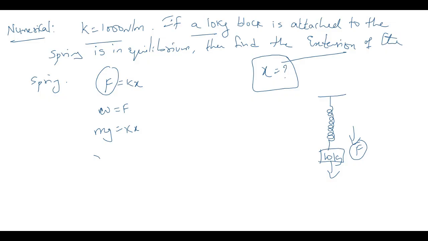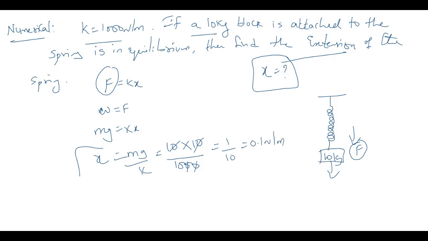Now, what is x value? M into g by k. What is your mass? 10 kg. What is g value? You can take it as 10 by k. K value is how much? 1000. So if you cancel two zeros, that will become 1 by 10. 1 by 10 is nothing but 0.1 Newton per meter. Okay. So x value is equal to 0.1 Newton per meter.